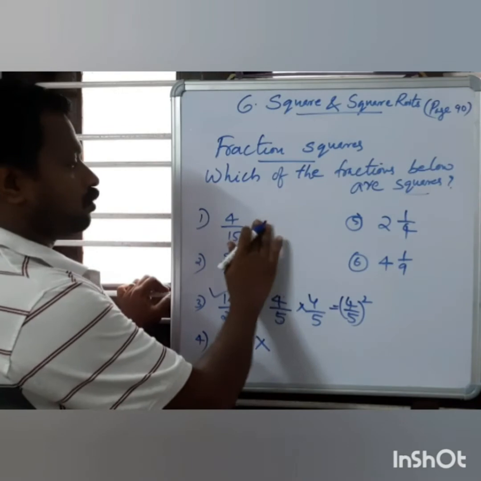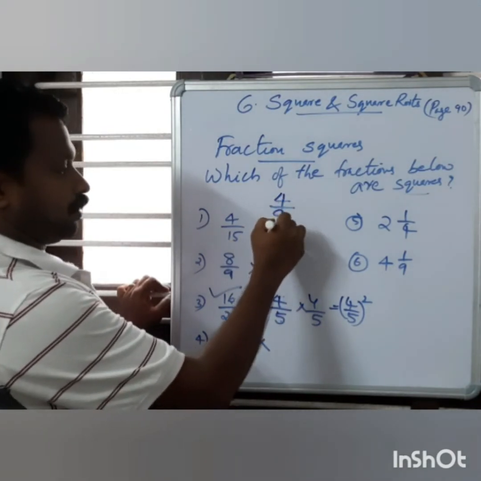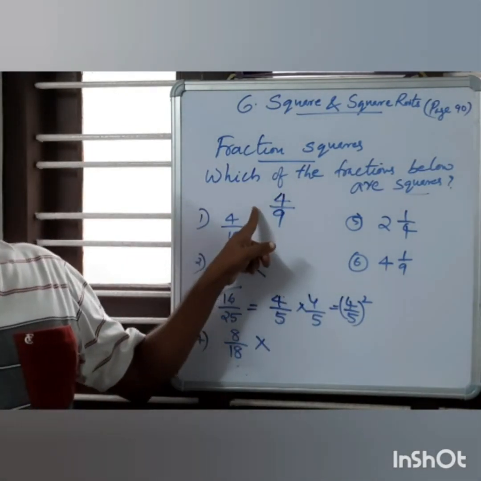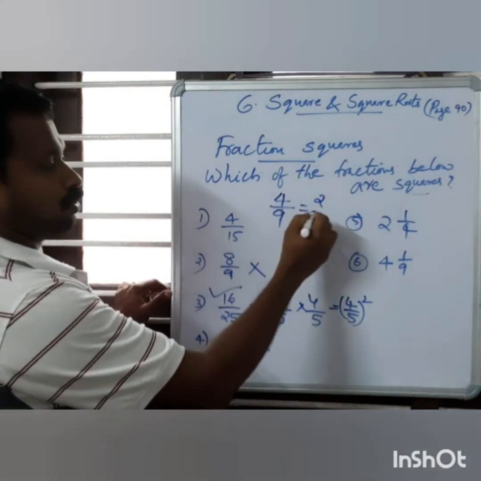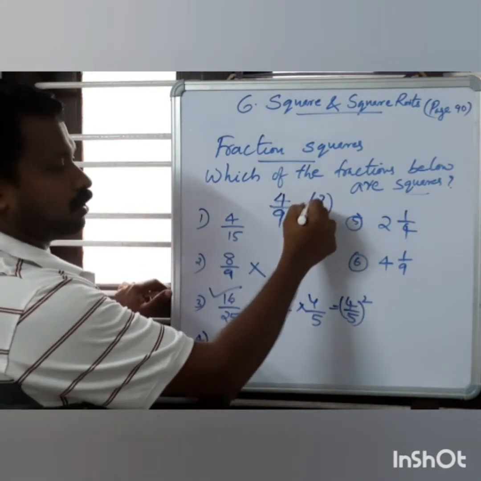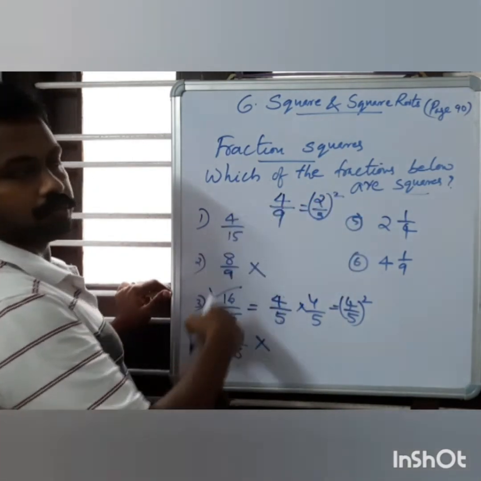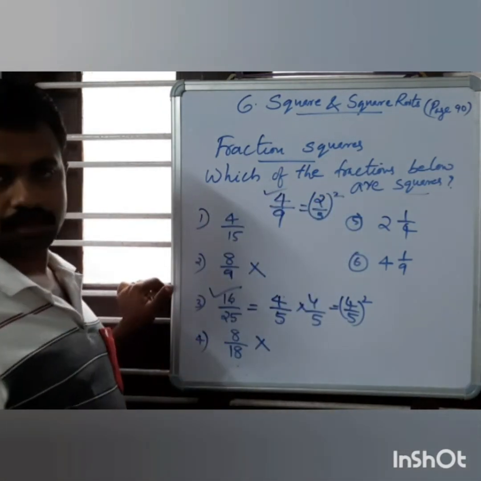Then what about 4 by 9? Is it a perfect square? Square root of 4 is 2. Square root of 9 is 3. So 2 by 3 whole square is 4 by 9. So it is a perfect square.